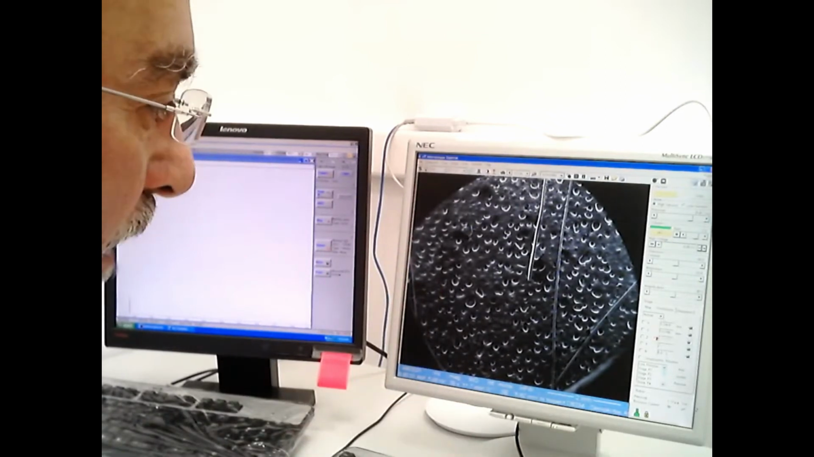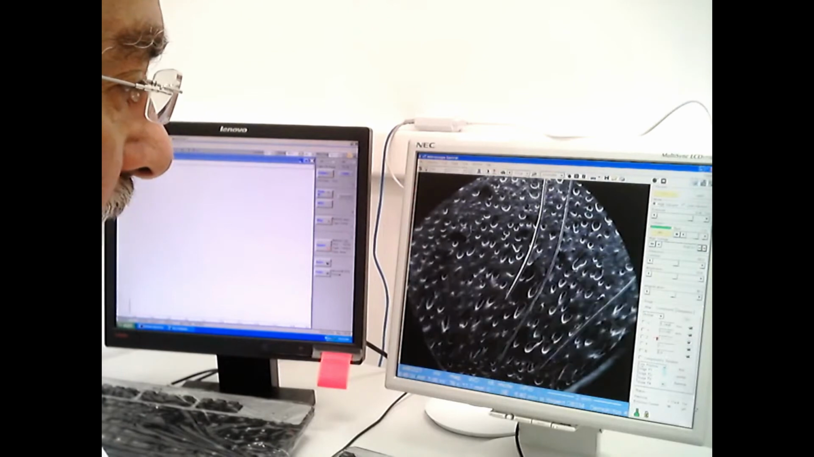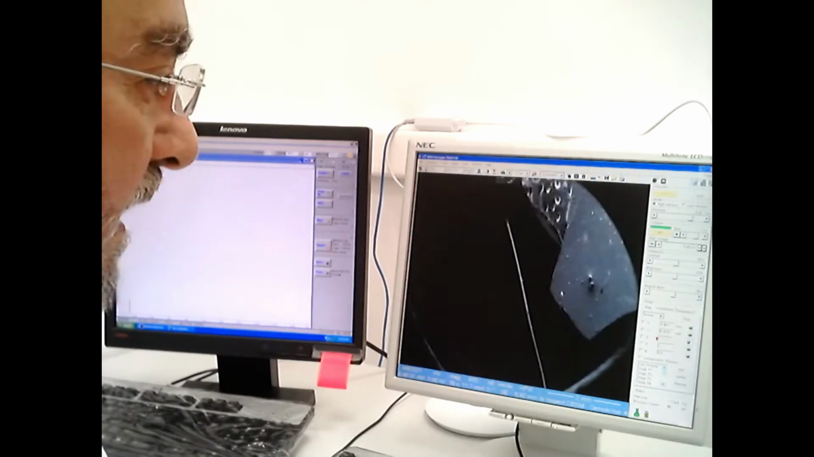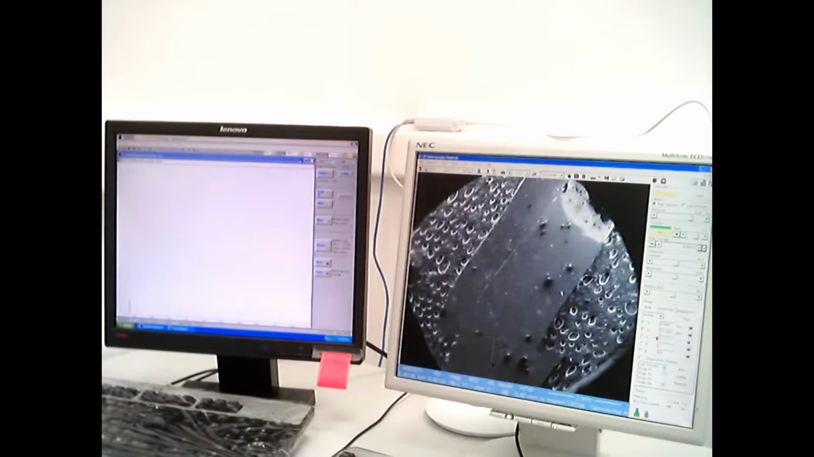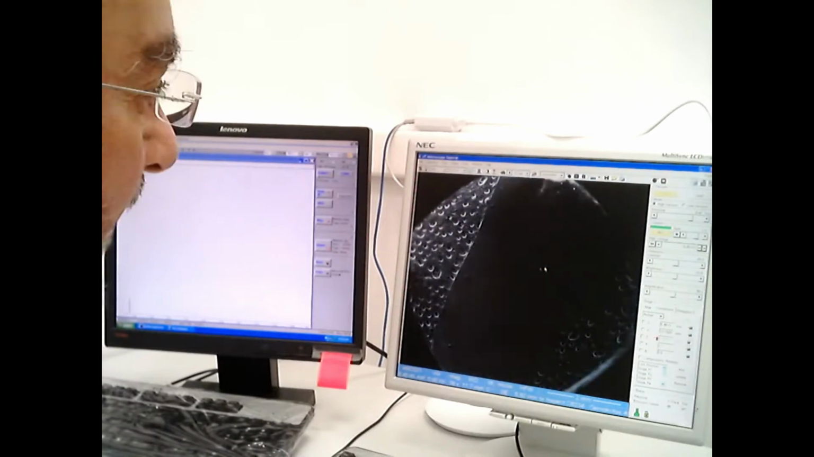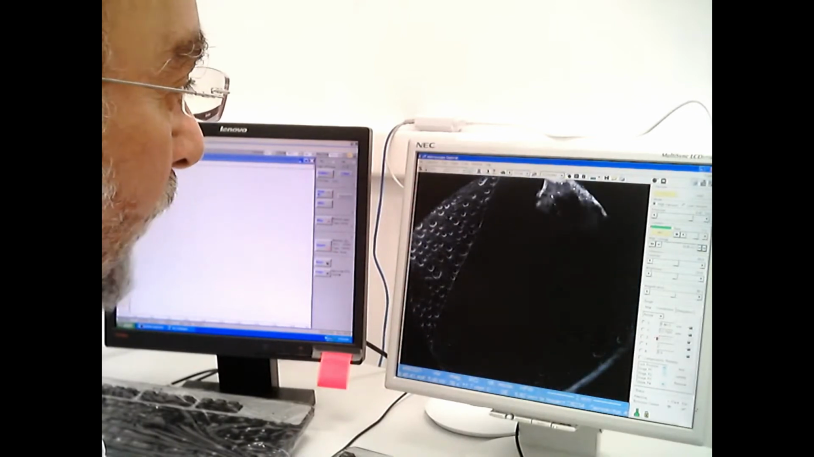Now let's look at something else. A second piece of evidence that we collected was a piece of glass. And on the piece of glass, there was a tiny amount of a material.